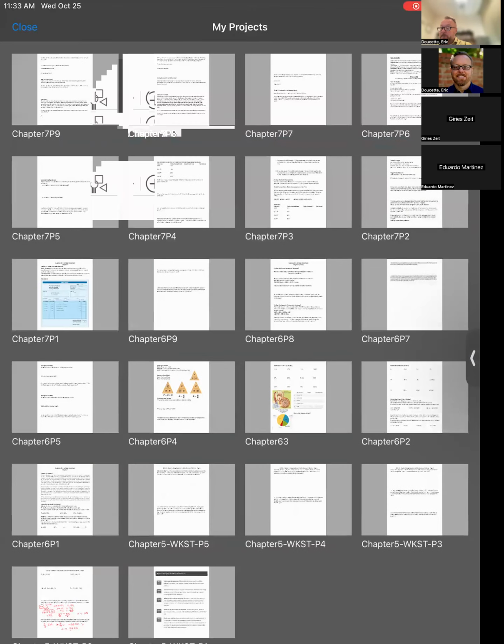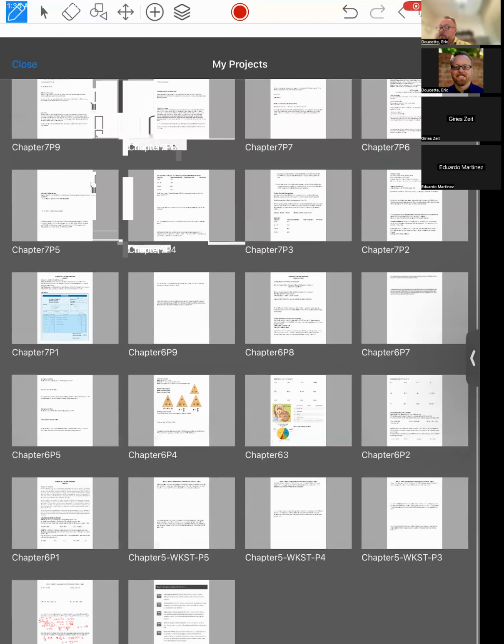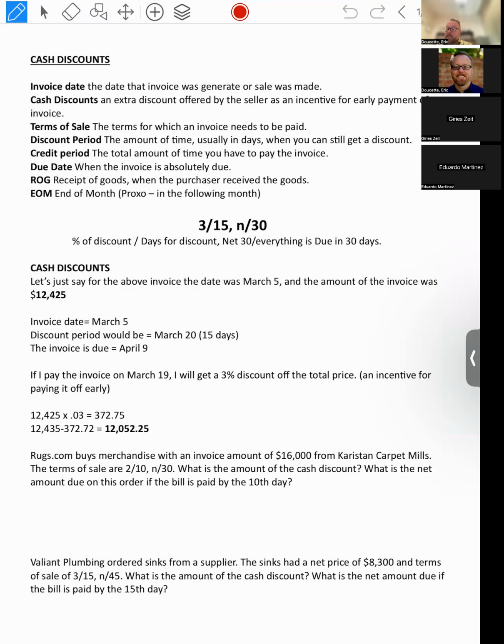So I'm going to go back to chapter 7. I think we're here. All right. So you have invoice dates, you have cash discounts, you have terms of sale, you have discount period. So this is how many days that you have in order to get a discount. And then you have your credit period, how many days you have until you have to pay it off. And then you have your due date, when's the invoice absolutely due. And then you have these other two terms, receipt of goods and end of month terms. And we'll explain all those in this segment of our chapter 7 discussion.